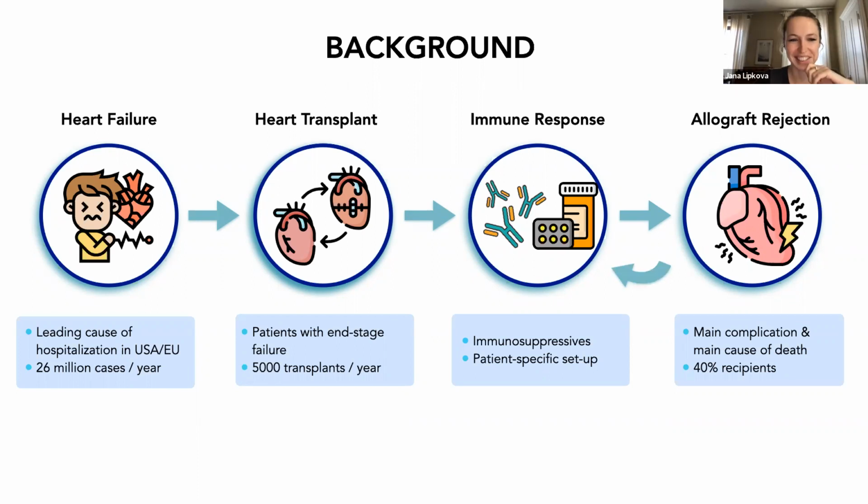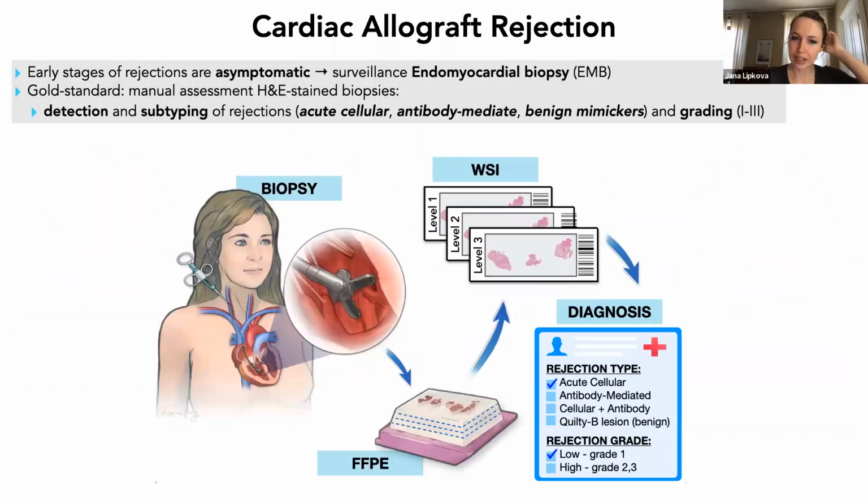That's the background. Now, how do we detect those rejections? The problem is that rejections are asymptomatic, and therefore patients have to receive regular surveillance biopsies. The gold standard is the H&E stain biopsy, which is assessed manually. The assessment includes the following tasks. At the bottom, there is a sign-out sheet that I took from the hospital. Basically, the assessment tasks include detection of the rejection and subtyping of the rejection, where the rejection can be acute cellular or antibody-mediated rejection. Then we also have a grade which characterizes the severity of the rejection, and it ranges from 1, which is low grade, to 3, high grade.